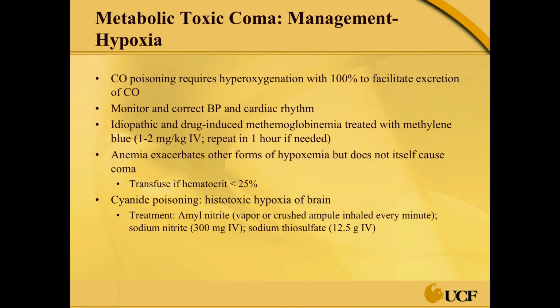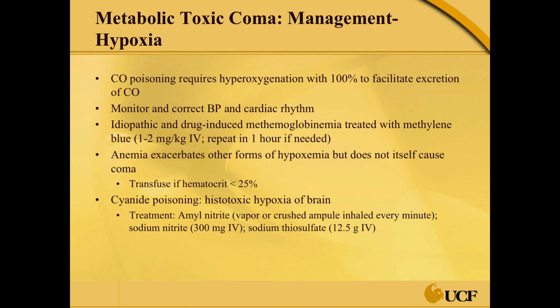And anemia exacerbates other forms of hypoxemia, but does not in and of itself cause coma. All right. So the rule of thumb there is if the hematocrit drops below 25%, you're going to want to transfuse them. Cyanide poisoning, you might see this in nitroprusside toxicity, or you might see this in burn victims.